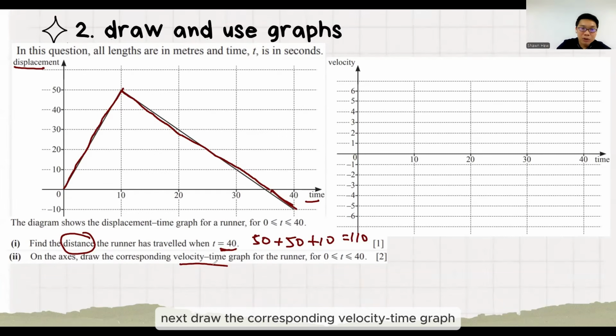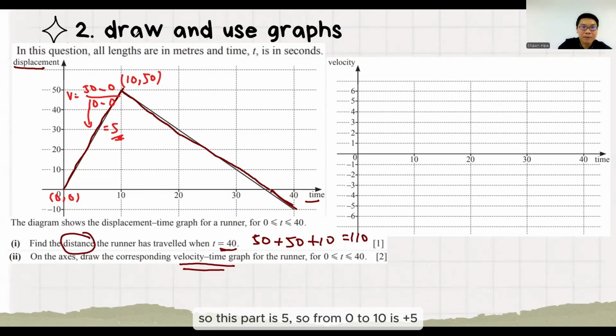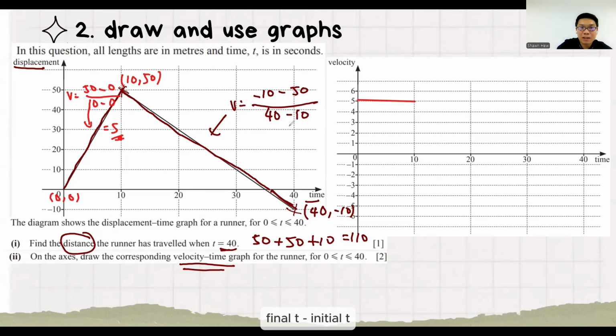Next, draw the corresponding velocity time graph from the displacement time graph. So we need to count the v. The v is just final y minus 0, over final time minus initial time. So this part is 5. From 0 to 10 is positive 5. And then from here to here, v is final y minus initial y, over final time minus initial time. So it's minus 2. Minus 2 from 10 to 40. Then you gain 2 marks.